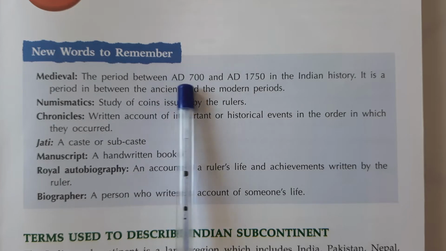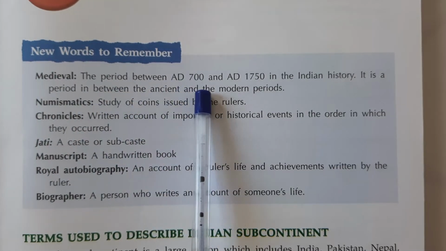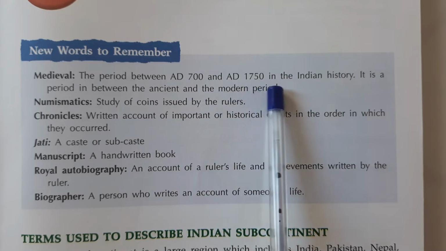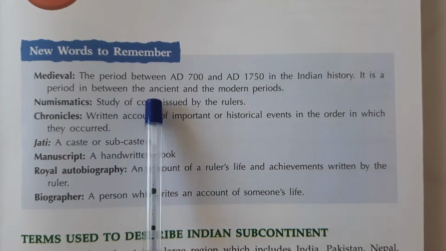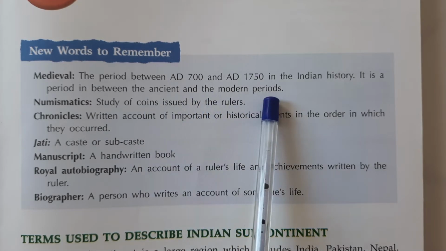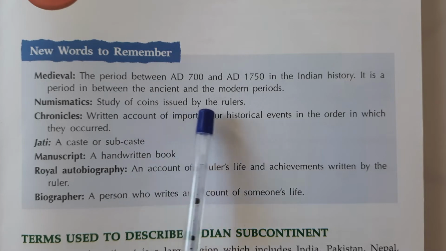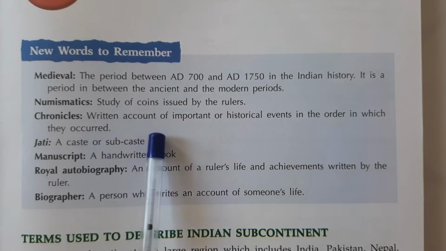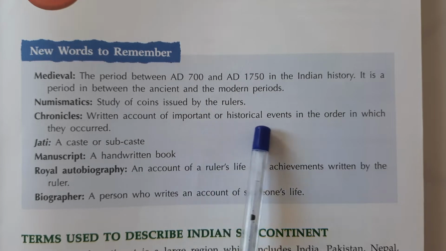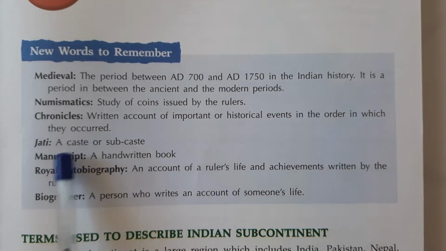New words to remember. Medieval: the period between AD 700 and AD 1750 in Indian history. It is a period in between the ancient and the modern periods. Numismatics: study of coins issued by the rulers. Chronicles: written account of important or historical events in the order in which they occurred.